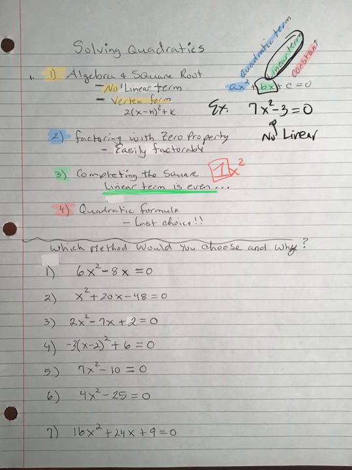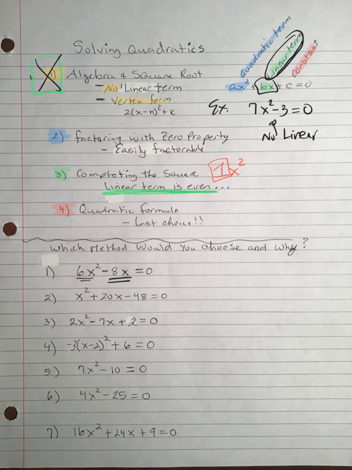In problem number 1, I just go through the list. I ask, could I use algebra and square root property? It has a linear term, so I couldn't even use that method even if I wanted to. The second method is factoring. I notice it is a binomial, and it's not a difference of squares type binomial. It's just a regular binomial, and those are easy.